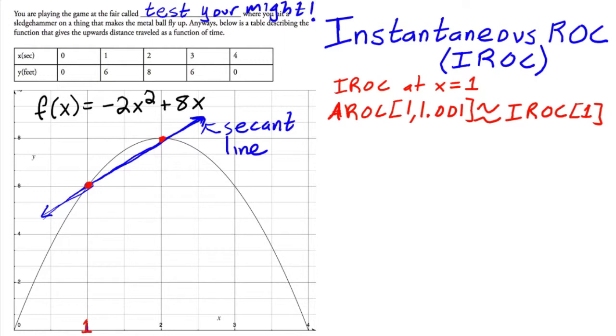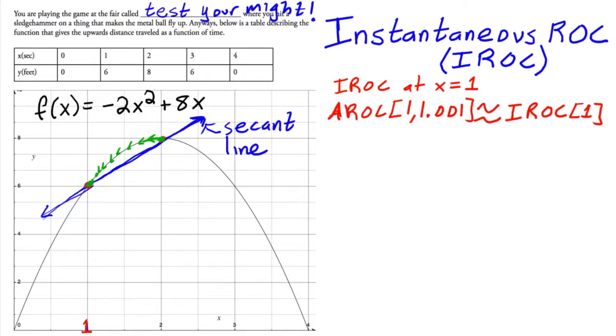So what we want is to not choose 1 and 1.001. We want to get even closer, so close that we're almost touching it, but not quite. If you think of this dynamically, this point is going closer and closer and closer, and you want to get as close as possible without being right on top of each other.